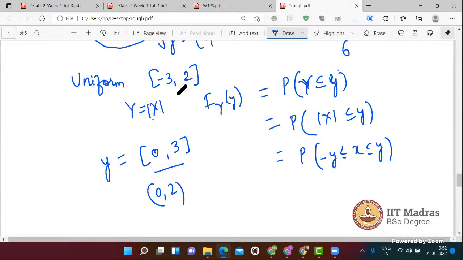How is this 0 to 3, sir? How is the support of Y 0 to 3? If you take all the values, see, this is X.